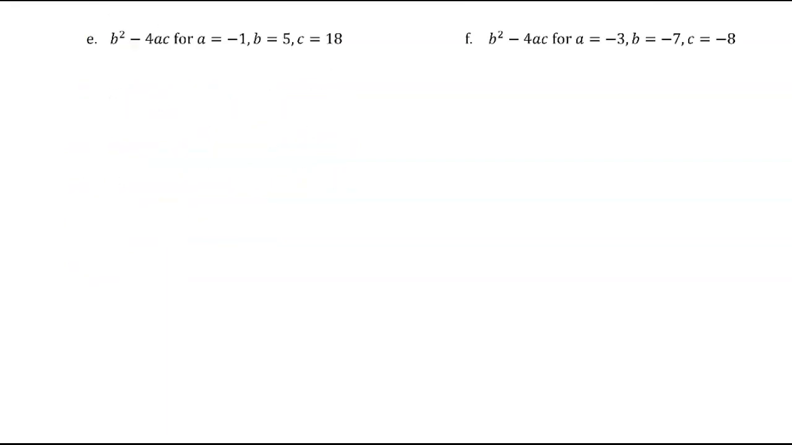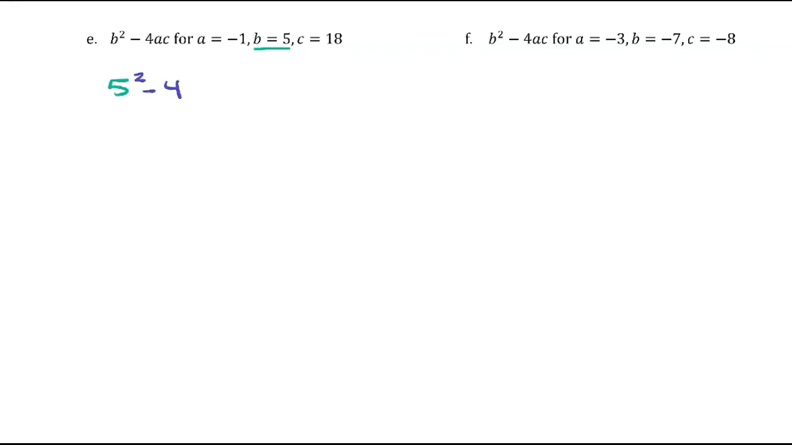Let's look at E. In part E, we have b squared minus 4ac. Notice in this one that we have 3 variables, a, b, and c, and we're going to substitute for all of them. Let's do them one at a time. Instead of b squared, we're going to use 5. So we'll have 5 squared.